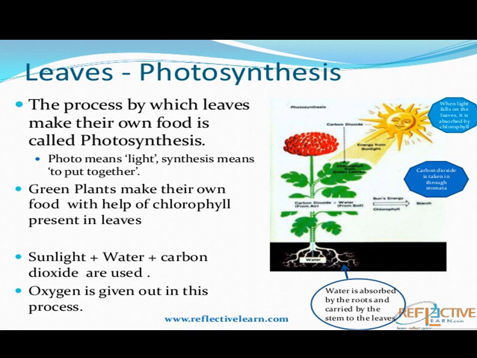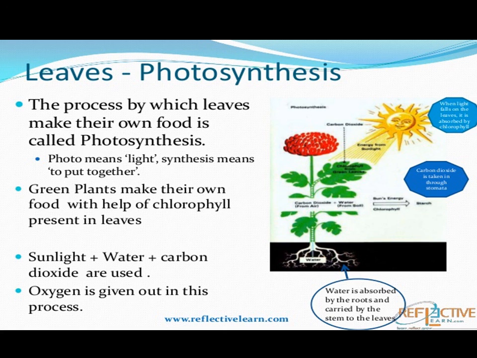So in this process of photosynthesis, what happens is oxygen is given out. So children, you all know very well that we breathe in oxygen. Okay, so now you are aware from where this oxygen comes. The oxygen comes from the photosynthesis that is taking place in the plant. So this is all about the process of photosynthesis.